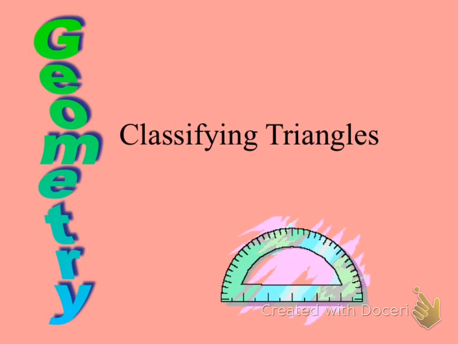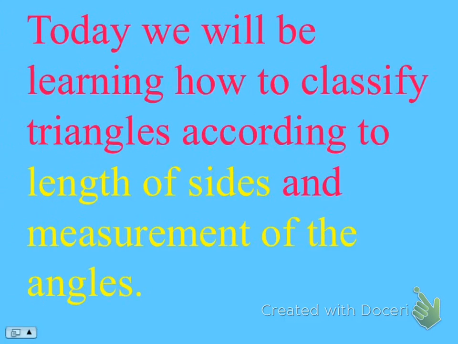So today we're classifying triangles. We're going to classify by their angles and by their sides, and then we're also going to calculate and find missing angles inside the triangles. So we're also going to classify them according to the length of their side and the measurement of their angles. Most of this will be review as we get started.